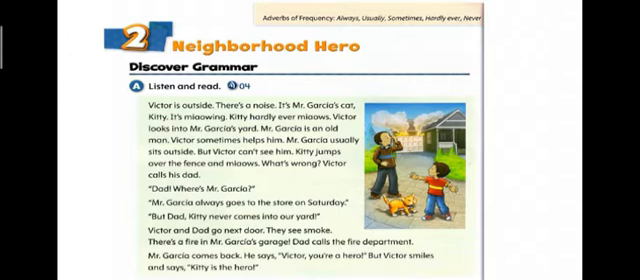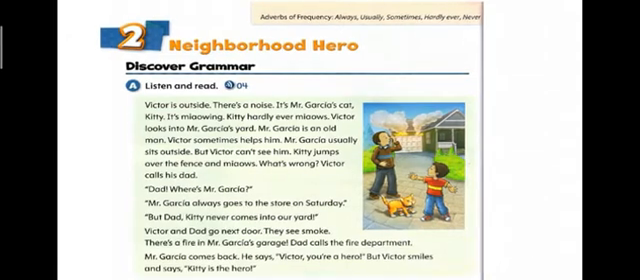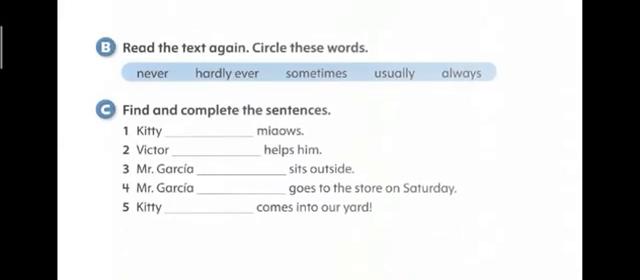Victor and Dad go next door. They see smoke. There is a fire in Mr. Garcia's garage. Dad calls the fire department. Mr. Garcia comes back. He says, Victor, you are a hero. But Victor smiles and says Kitty is the hero. That was the story.